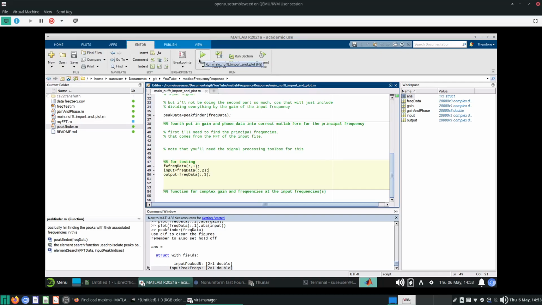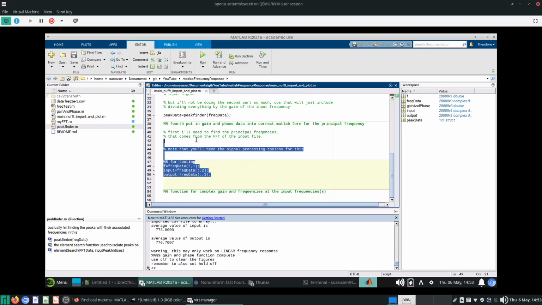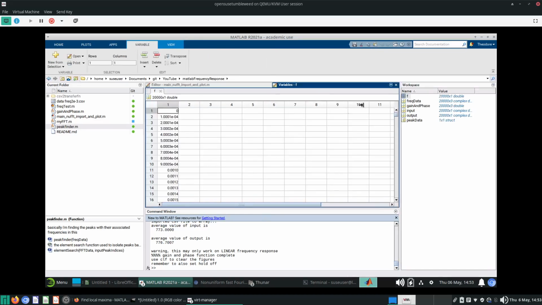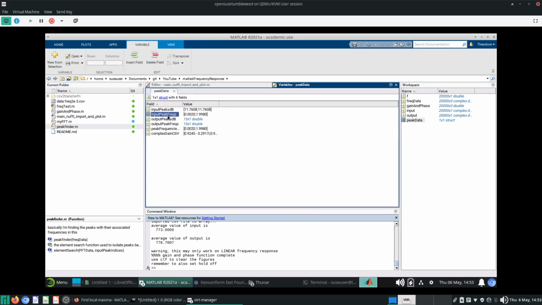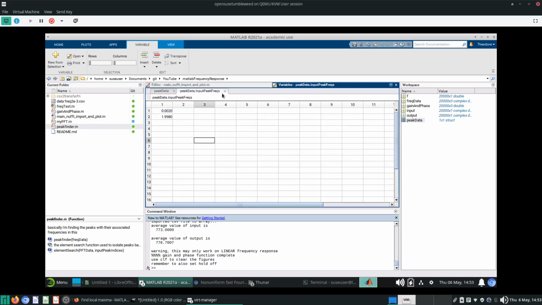You tell peak finder to find the peaks for you, and then you look at the data yourself. If I run this whole code, I look at the frequency data, gain and phase, and so on. I will get that, and then you have peak data to look at. You can check out what frequencies you must look out for.